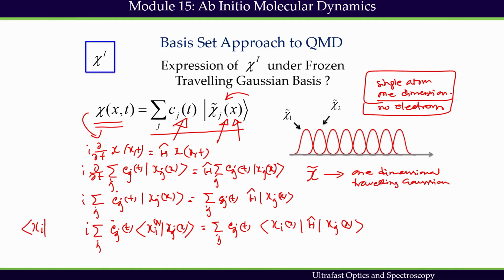So we can write this, and this expression can be simply written as the sum over j of c_j dot, the first derivative, then this integral we will write down as S_ij, equals minus i times the sum over j of c_j(t), and this integral we will call H_ij.